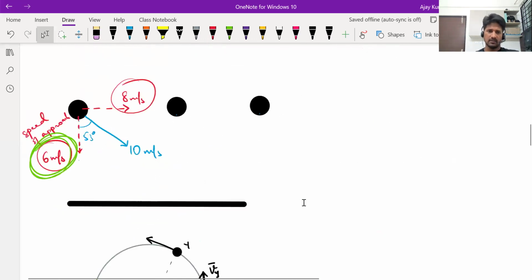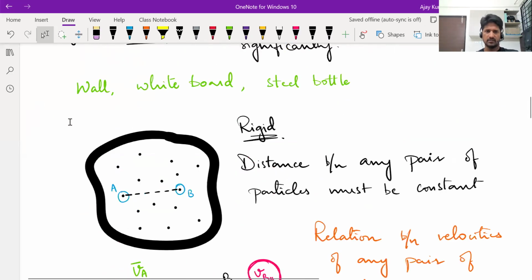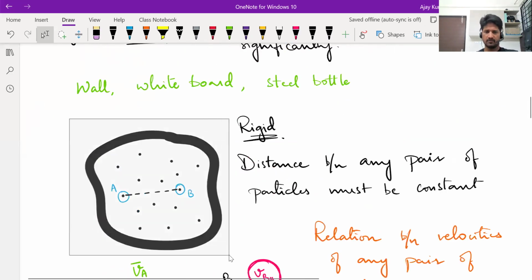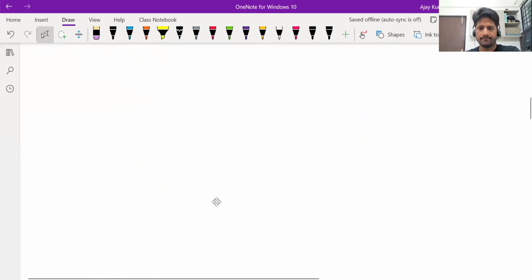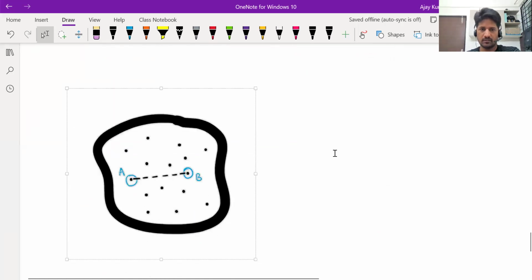Another thing we can tell about a rigid body, okay, you consider this system itself. Just a moment, I'll have to show two different orientations of this. Assume this is one orientation.